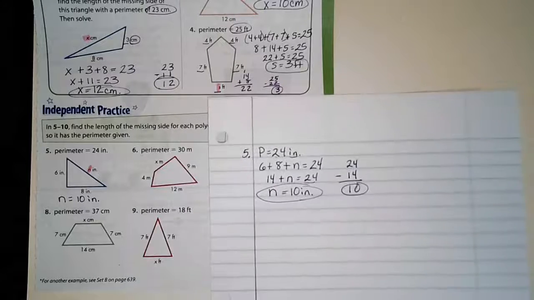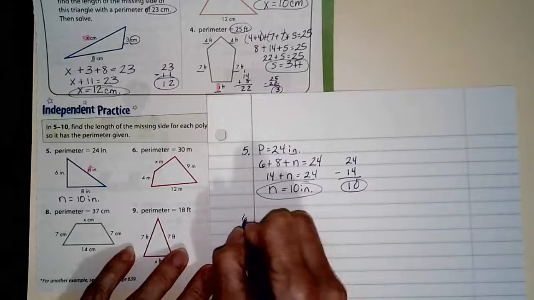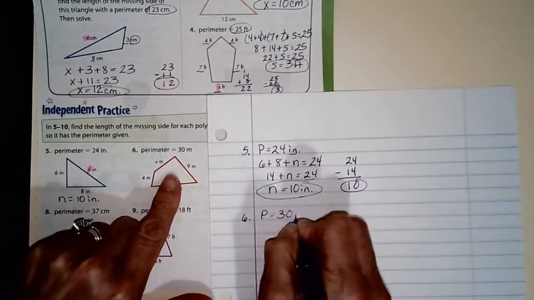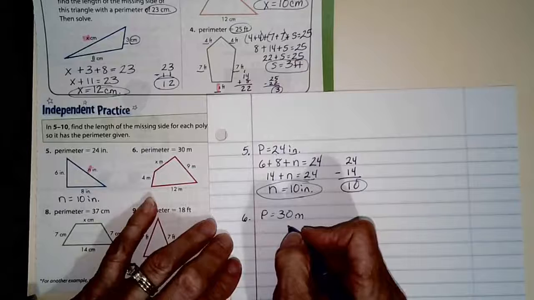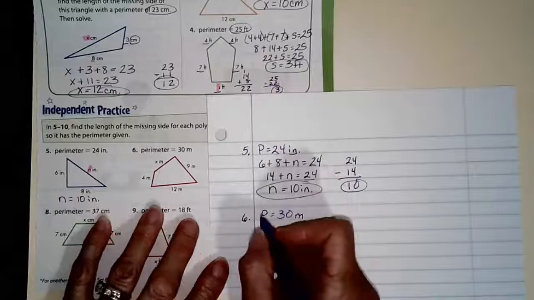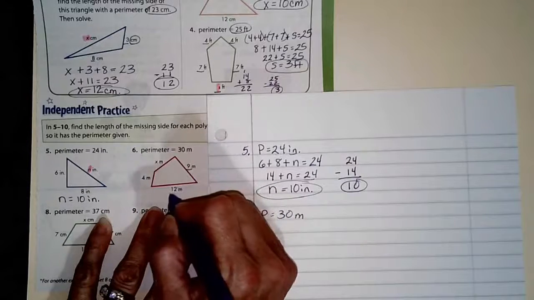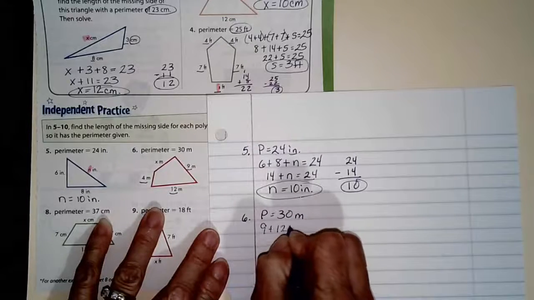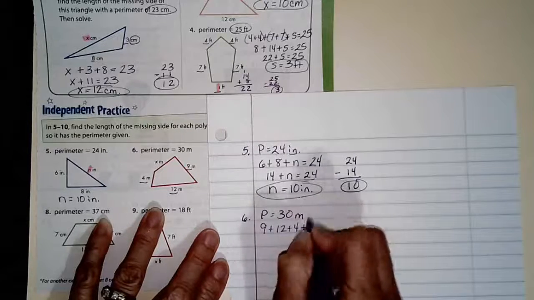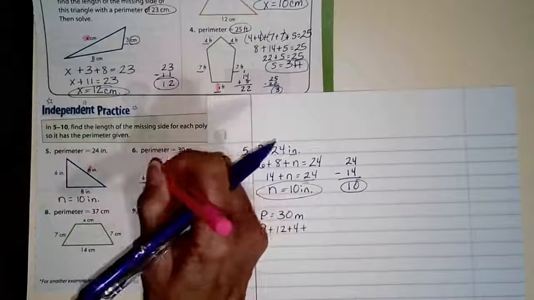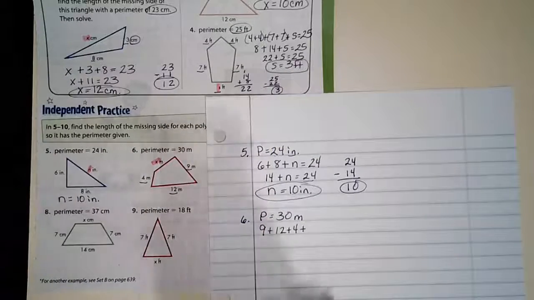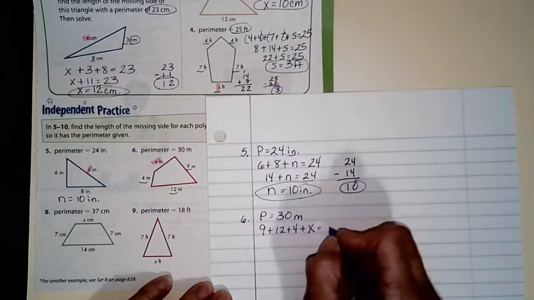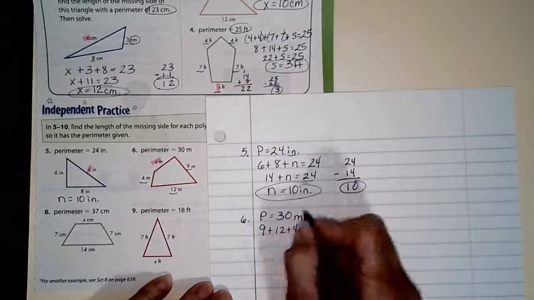Let's look at number 6. The perimeter equals 30 meters. Now I'm going to look at all my sides. I have 9, 12 and 4, so 9 plus 12 plus 4 plus my unknown, this time the letter they're using is x, is equal to 30, because we know that the total is already given.